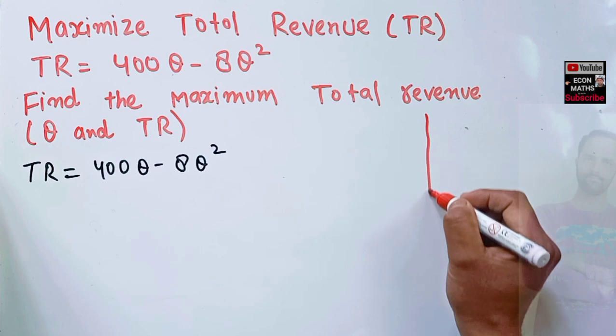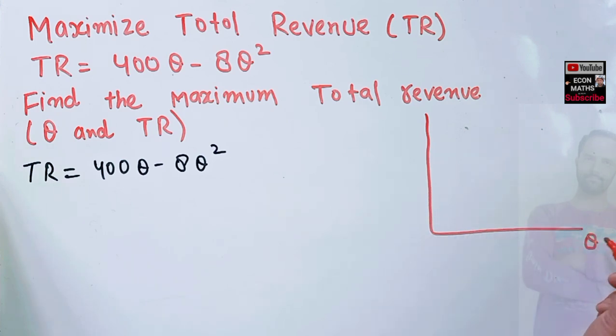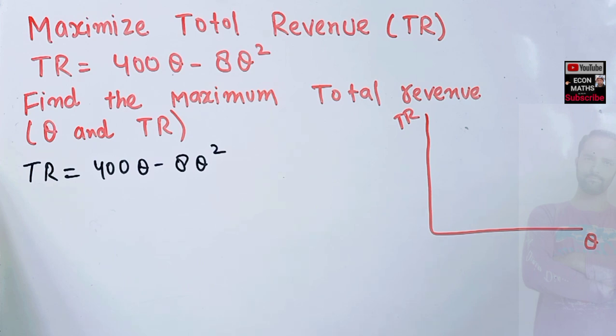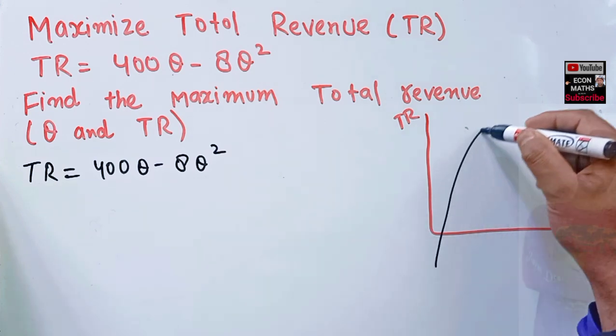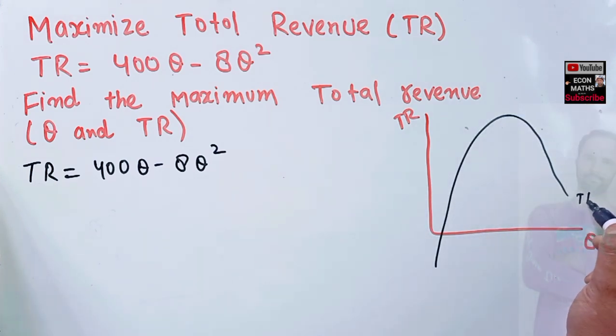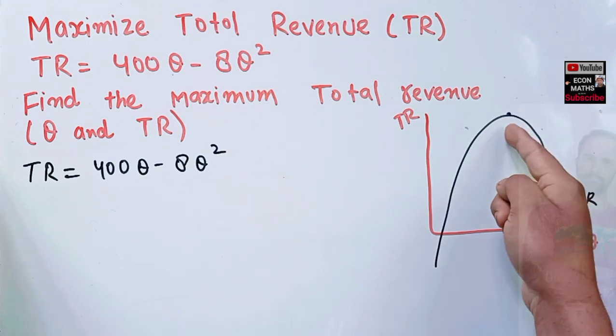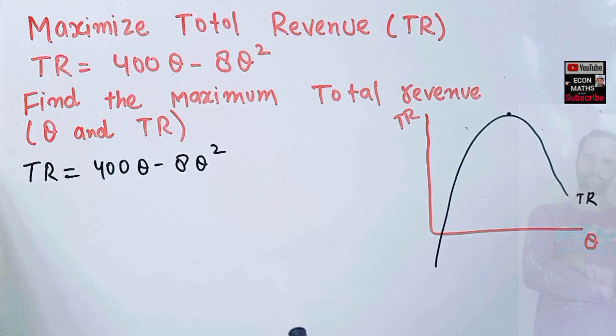Graphically, it simply means, let us say we have output on the horizontal axis and total revenue on the vertical axis. Since it is a quadratic function, it will look like this. This is our total revenue function. We need to find the value of output which maximizes total revenue. So the condition is simple.